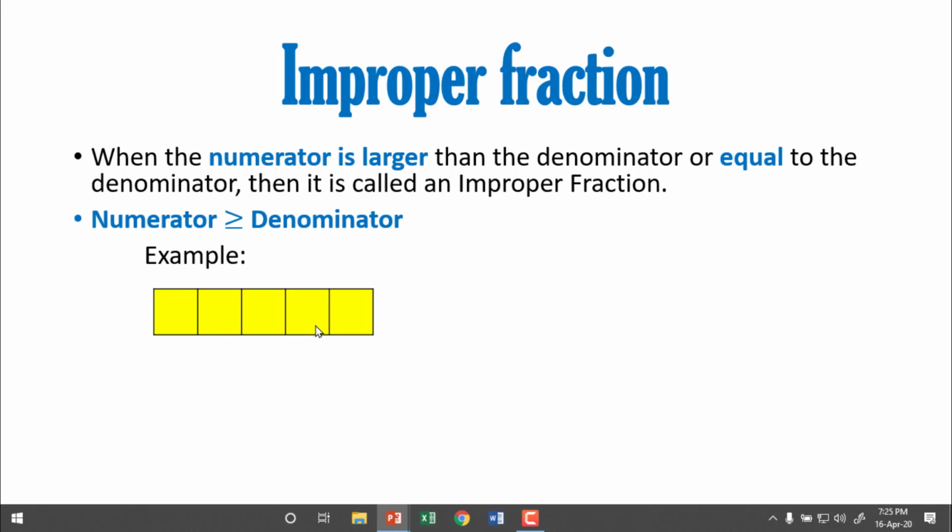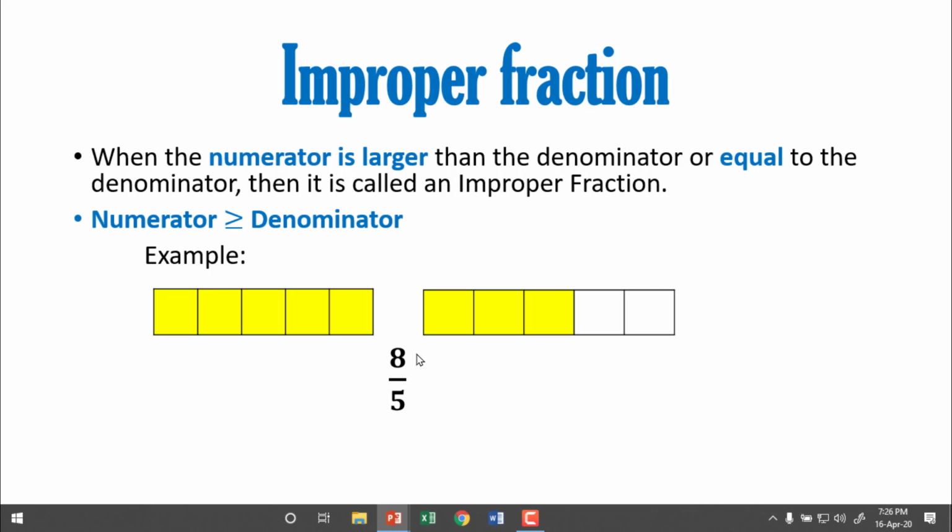Suppose you have a chocolate that has 5 equal bars, 1, 2, 3, 4, 5, and you have eaten all the 5 bars. Also you have eaten extra 3 bars, 1, 2, 3. So altogether you ate a total of 8 bars. This total of 8 bars will represent the numerator, as this is the part of the chocolate that you have eaten, and these 5 bars make the whole chocolate, that's why 5 will be the denominator. So we can say that the eaten part is 8 by 5.